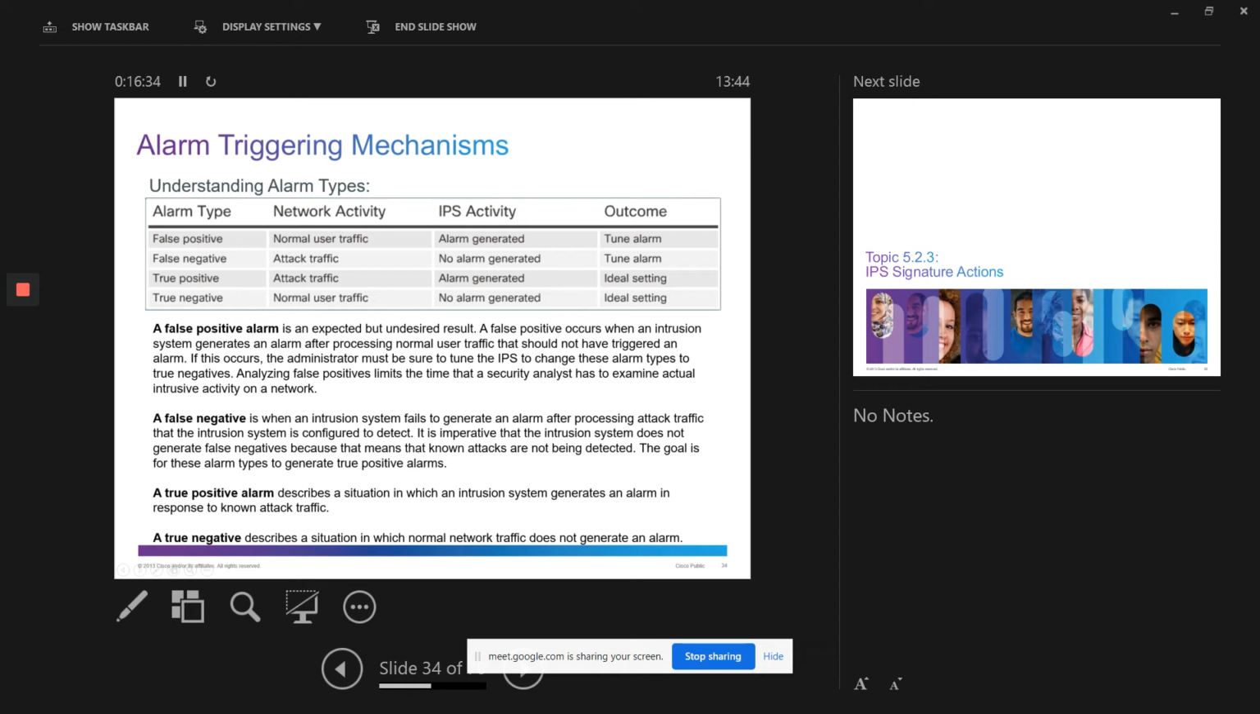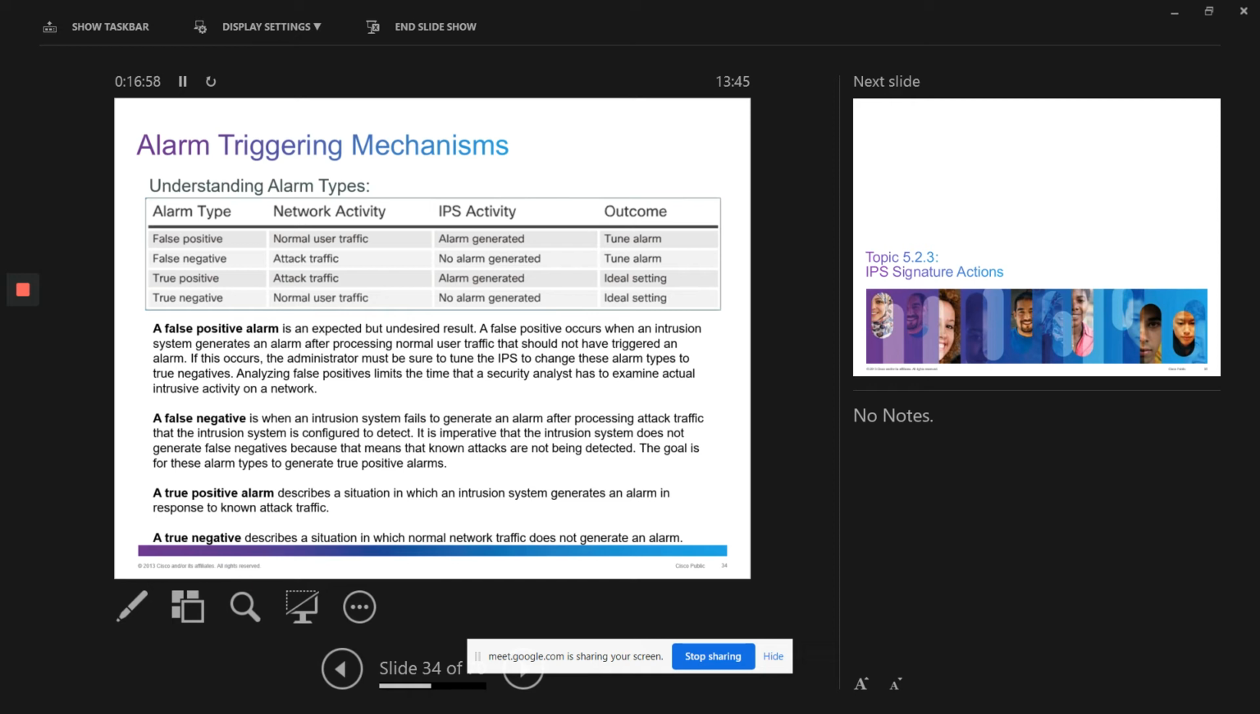Hello. We are discussing Chapter 5, the IPS system, which is the intrusion prevention system. I'm just halfway through the presentation. I'm recording it as well, and I will send you a link so that you can watch the initial part of this presentation. Okay, so let's carry on.